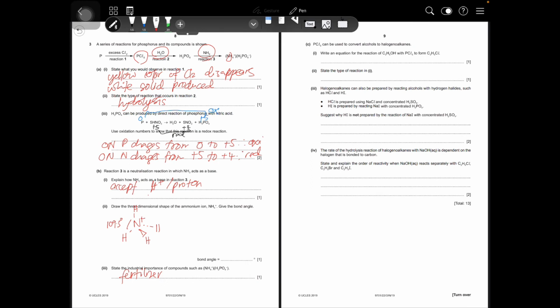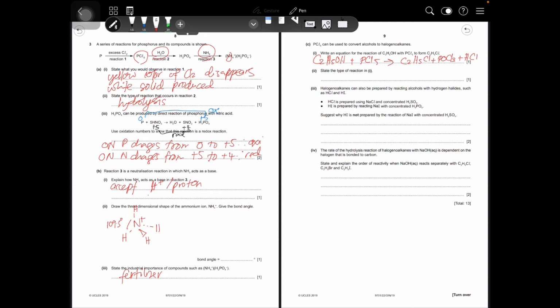Phosphorus pentachloride can be used to convert alcohols to halogenoalkanes. Write an equation for the reaction of ethanol with phosphorus pentachloride to produce 1-chloroethane. So we have an alcohol reacting with phosphorus pentachloride, and we will produce our halogenoalkane.